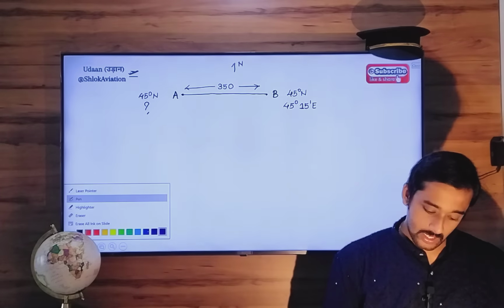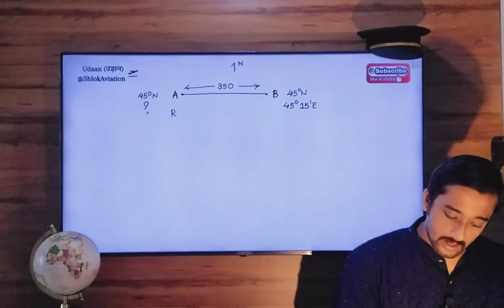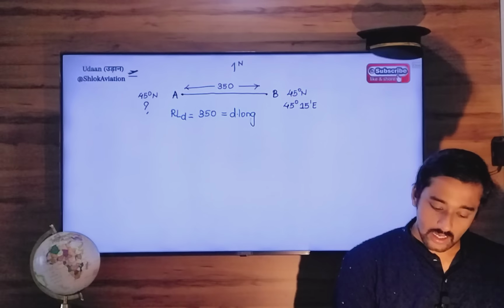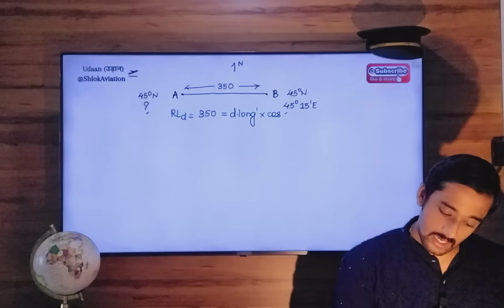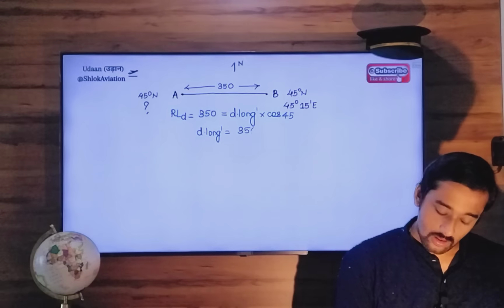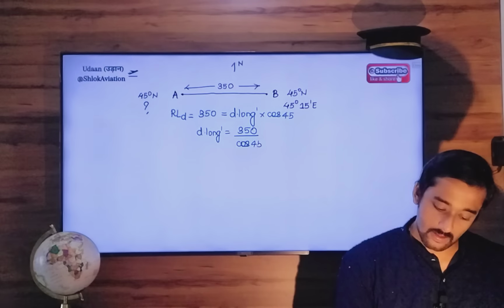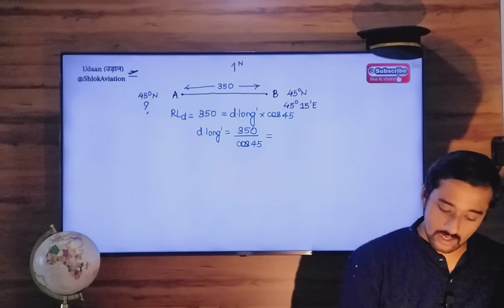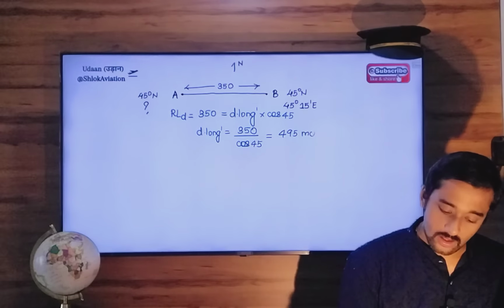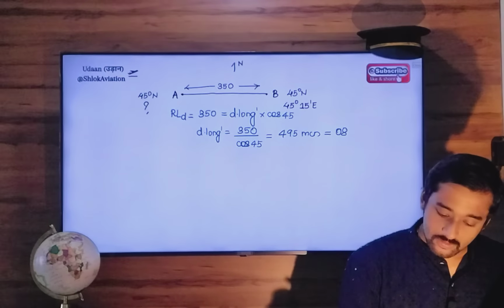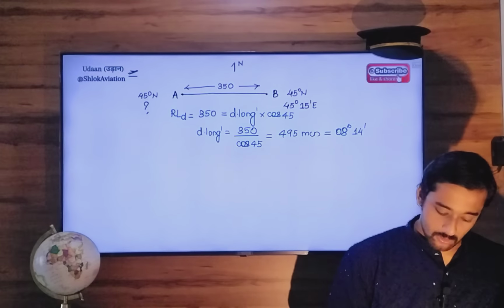We'll solve this numerical. This distance is nothing but the rhumb line distance of 350 nautical miles, which is d long in minutes times cos of latitude. Latitude is the same, 45. So d long in minutes equals 350 divided by cos 45, which is 494.9, that is 495 minutes. Convert this minutes into corresponding degrees. You have 8 degrees 14 minutes.